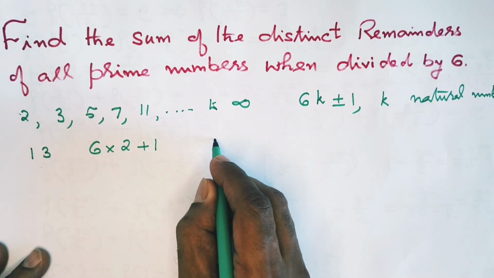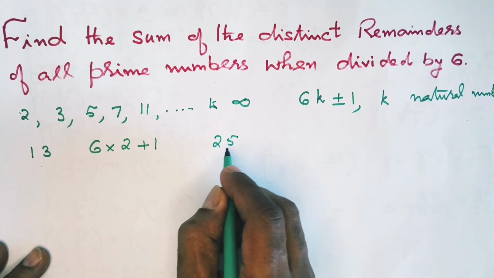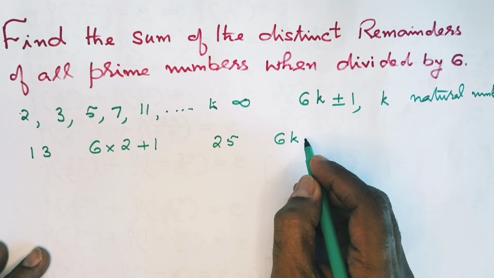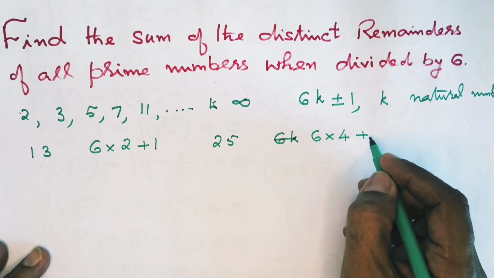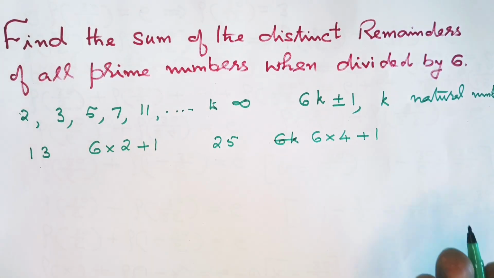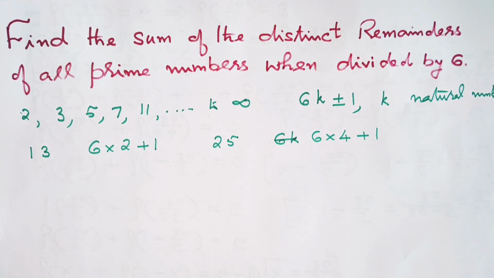Now let's look at another number, 25, which is clearly not a prime number. But this number is also expressible in the form 6 multiplied by 4 plus 1. That means this is also expressible in the form, but it's not a prime number. So this is what I meant.